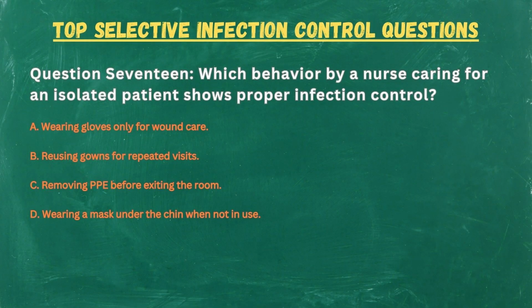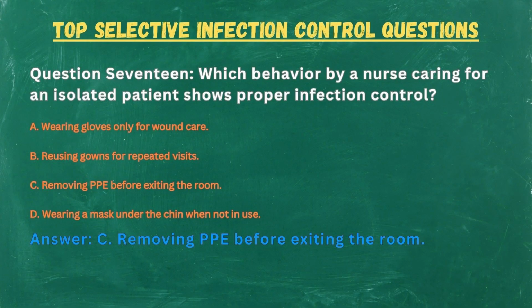Question 17. Which behavior by a nurse caring for an isolated patient shows proper infection control? A. Wearing gloves only for wound care. B. Reusing gowns for repeated visits. C. Removing PPE before exiting the room. D. Wearing a mask under the chin when not in use. Answer. C. Removing PPE before exiting the room.